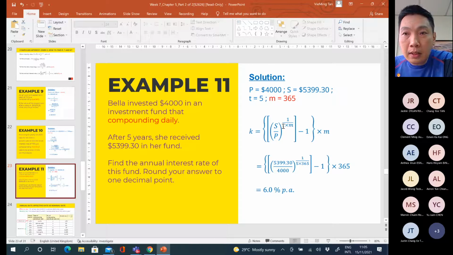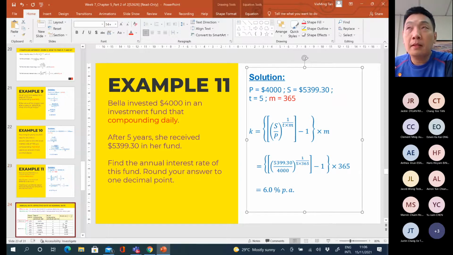Okay, T is in years unit, right? So 5 put here directly. M is 365. Then remember to minus 1, and then multiply with M value. Okay, so make sure that you know how to use calculator to simplify this. So you'll get then your answer should be like maybe 0.06. Okay, and then convert your final answer to percentage is equal to 6.0% per annum. So this is the annual interest rate. Okay, annual compound interest rate.